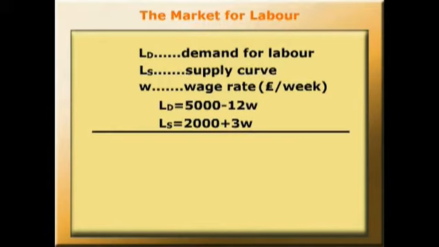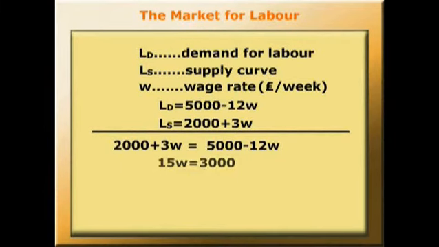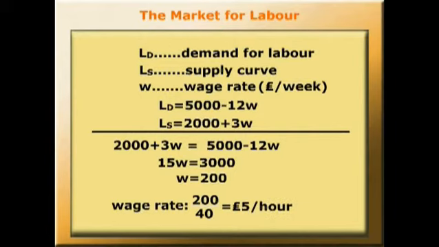Now equilibrium is found by solving these simultaneous equations. In equilibrium, 2,000 plus 3W equals 5,000 minus 12W, so 15W equals 3,000, W equals 200. So for say a 40-hour week, the hourly wage rate for this kind of labour is 200 over 40, which gives us £5 per hour as the equilibrium wage rate.